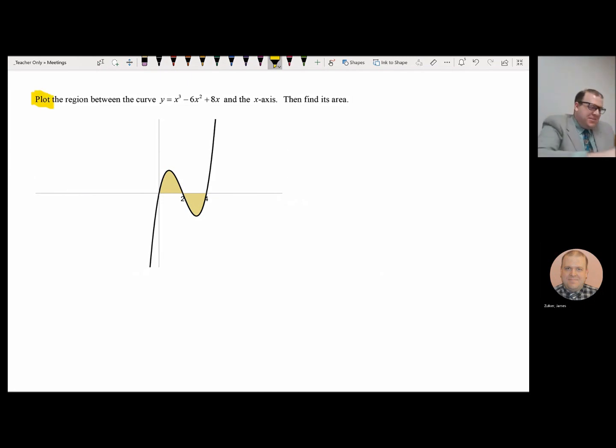It told us we had to get the plot. Is drawing it good enough? Nope. Have to use technology. Set up the integral.